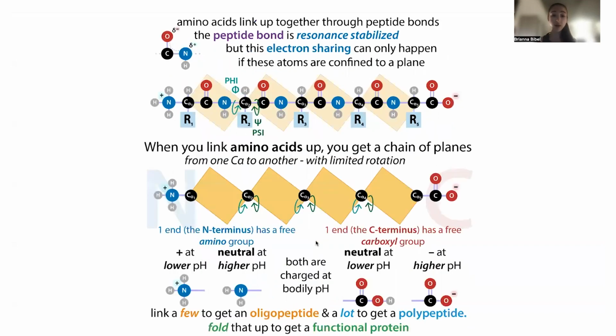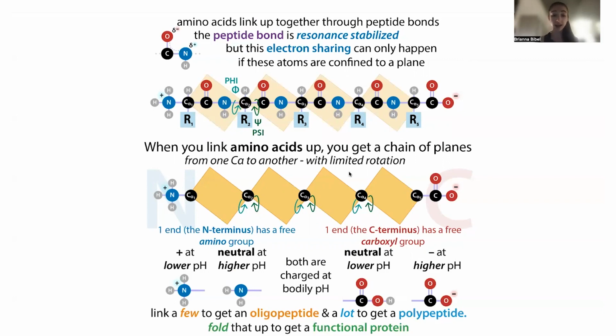So at the end of the day, what you end up with is kind of a chain of planes, where there are only specific places in the backbone of the protein that you're able to rotate around, in between those individual peptide bonds, but not within those peptide bonds.